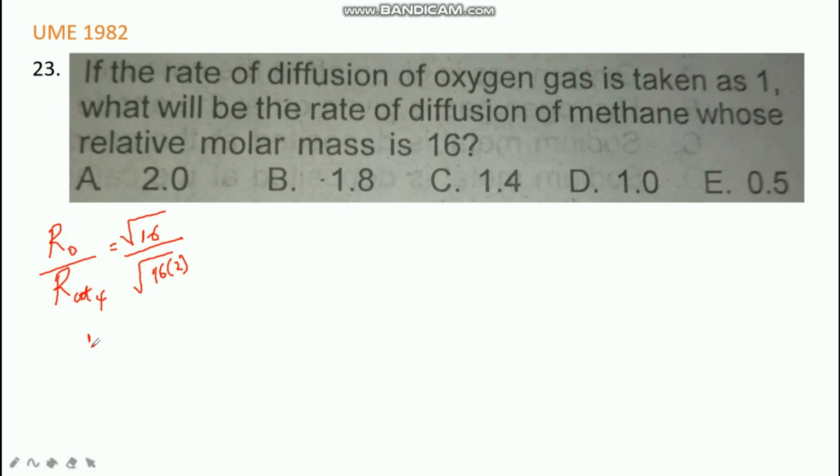So we have 1. Let me just make the rate of methane the subject of the formula. So I've got the rate of diffusion of oxygen, which is 1, times the square root of 16 times 2, I'm just splitting that, divided by the square root of 16. So this will cancel this. Then I will have the root of 2, which is 1.4, which is option C, which stands for correct. So we have the next one.